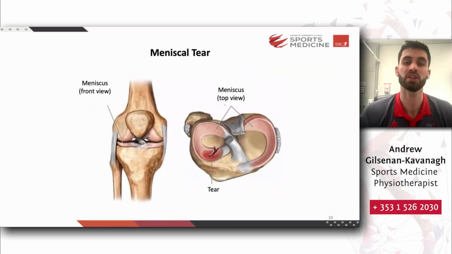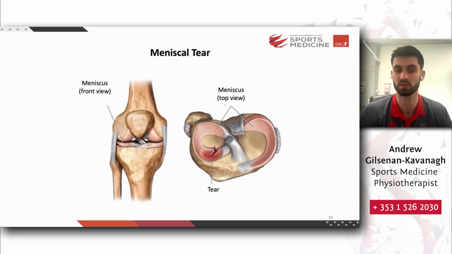And finally, we have our meniscal tear injury. So in this diagram, we can see a picture of the meniscus from a frontal view of the knee. We can see this is the shock absorber that's sandwiched between the big bones in the knee. And on the right-hand side of the screen, we can see a tear in the meniscus.